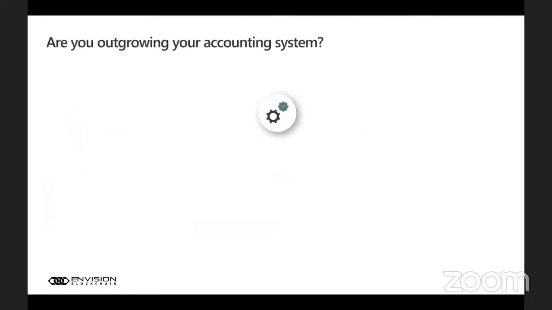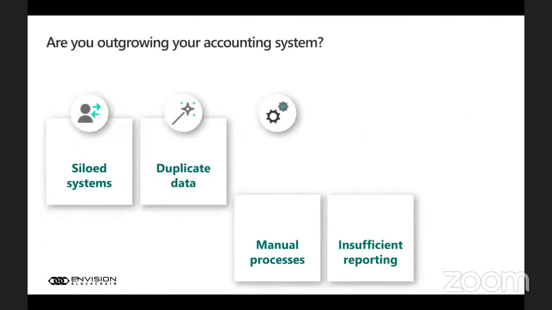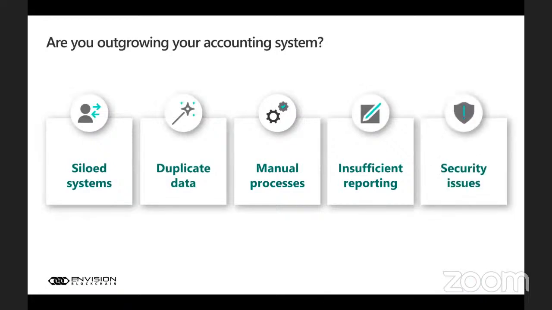Looking ahead, just to funnel down into these five different key areas, this is how you'll know if you're outgrowing your systems. Take a second, look at the screen and identify any of these. Do they resonate with you? Do you see that you have siloed systems? Do you have duplicate data? Is this a manual process that you're looking to eliminate? Is there insufficient reporting? Are there security issues?